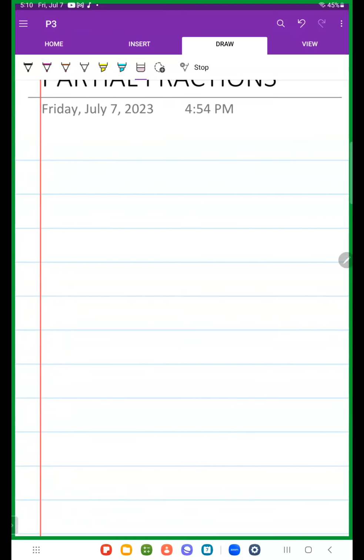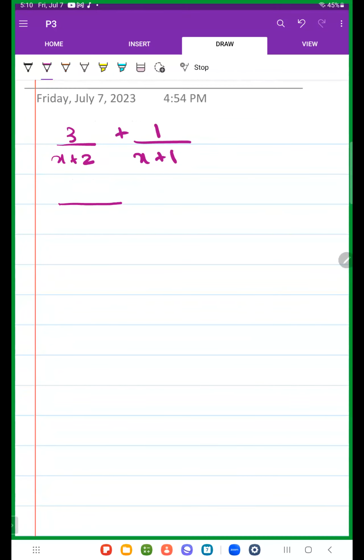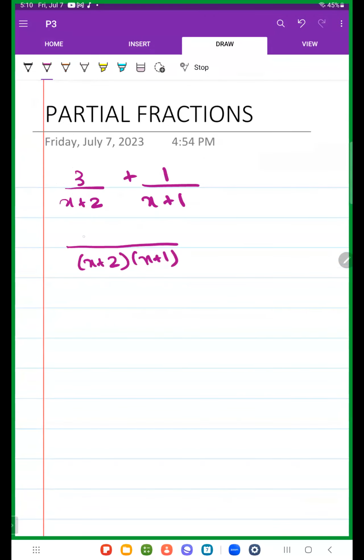If I give you an expression 3 upon x plus 2 plus 1 upon x plus 1, and I ask you to give the answer as one fraction, what do you basically do? You take the LCM. So what will you do? You will take x plus 2, x plus 1, in which you multiply 3 with x plus 1 and 1 with x plus 2. This is what you do.